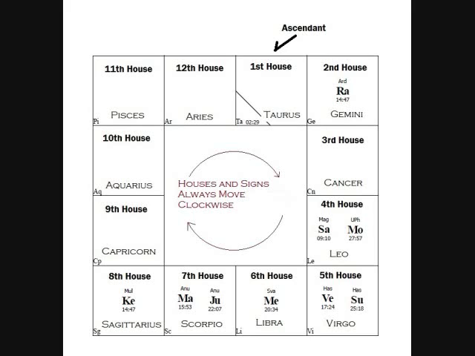So we start at the first house, we see Taurus, the ascendant, and then we move to the next house, to the right, which is Gemini. And then below Gemini is Cancer, that's the third house. And below Cancer is Leo, which is the fourth house. And we keep going around in a clockwise manner. And this is how we figure out the positions of our houses.